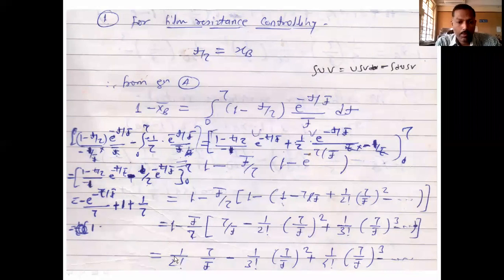Okay, and we obtain this: 1/2 bar (tau/t bar) minus 1/3 bar (tau/t bar)^2 plus 1/4 bar (tau/t bar)^3, like this. So this equation is 1 minus xb bar, that is the mean conversion, in the gas stream controlling step, in a plug flow type of reactor.